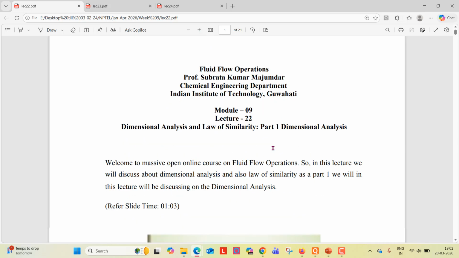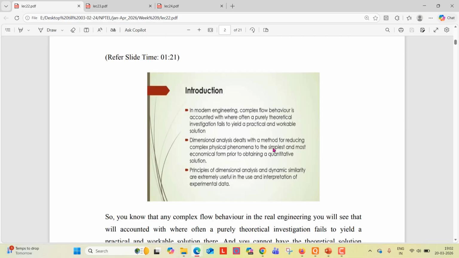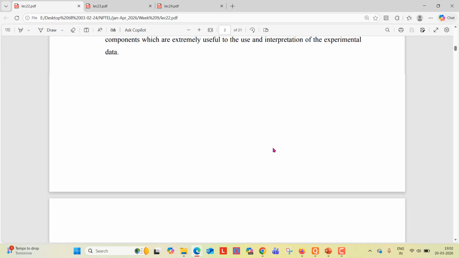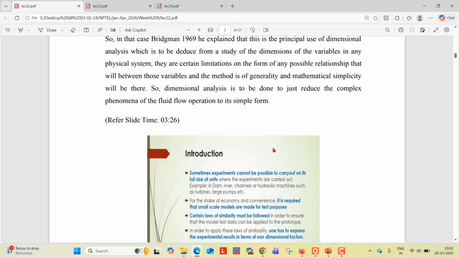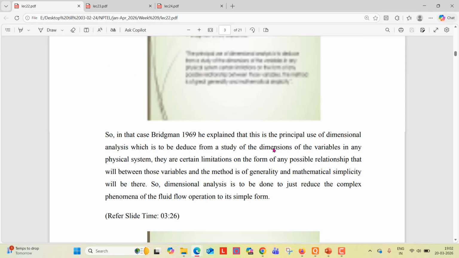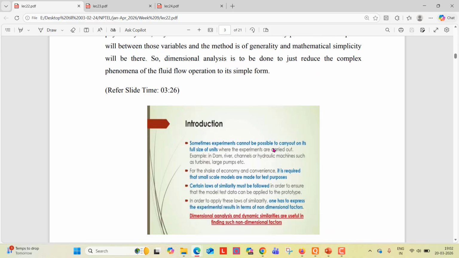Let's do one recap first. So here includes the homogeneity of dimension, Rayleigh method of dimensional analysis, and Buckingham pi method of dimensional analysis. Okay. So basically, there are two methods to make this non-dimensional number. Okay, so why is this important? Because every time you can't get to understand it, suppose you have a very complex system, right? So you won't be able to explain it with analytical solutions all the time.